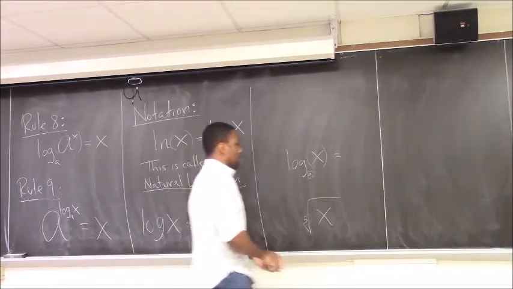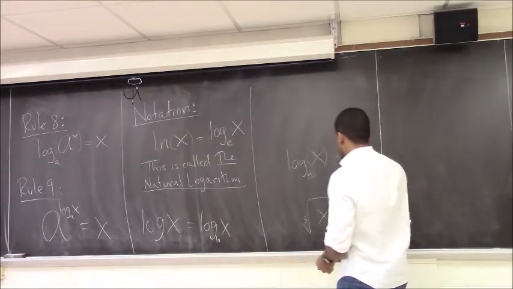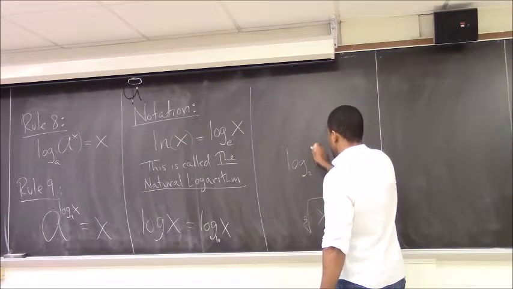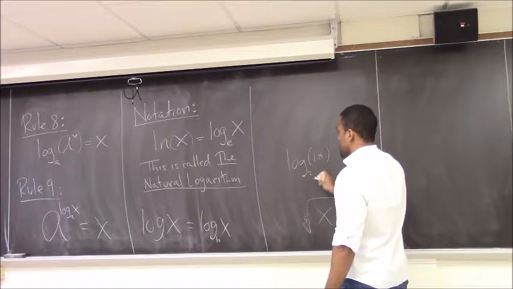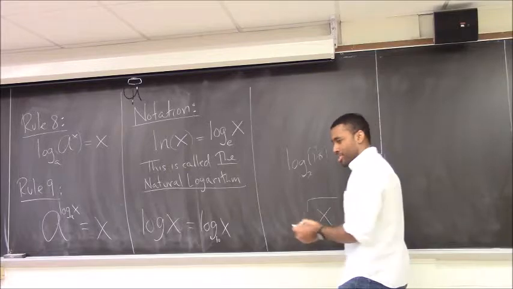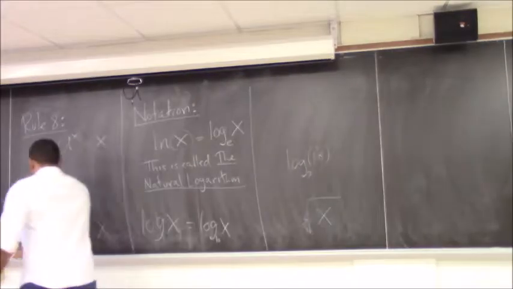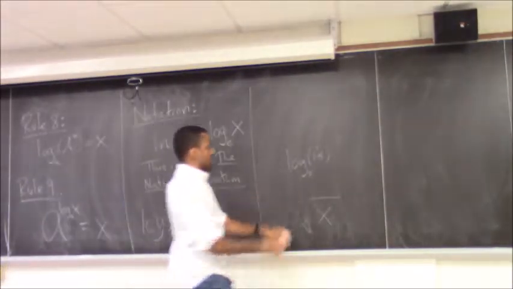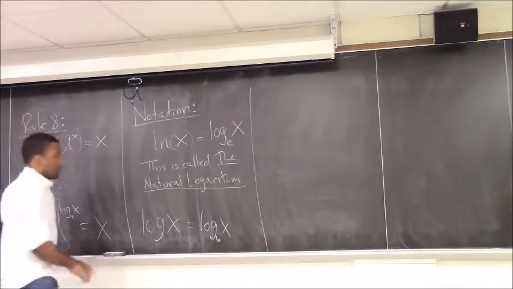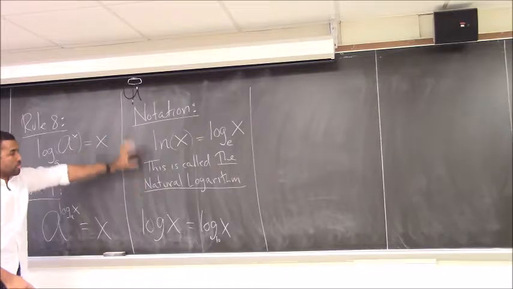So if this was something like log to the base 2, and up here this was 18, you couldn't actually cancel this and get 9. You can't do things like that. I just wanted to make sure you know that. It's a notational thing, this little number down here. Okay, so these are notations.